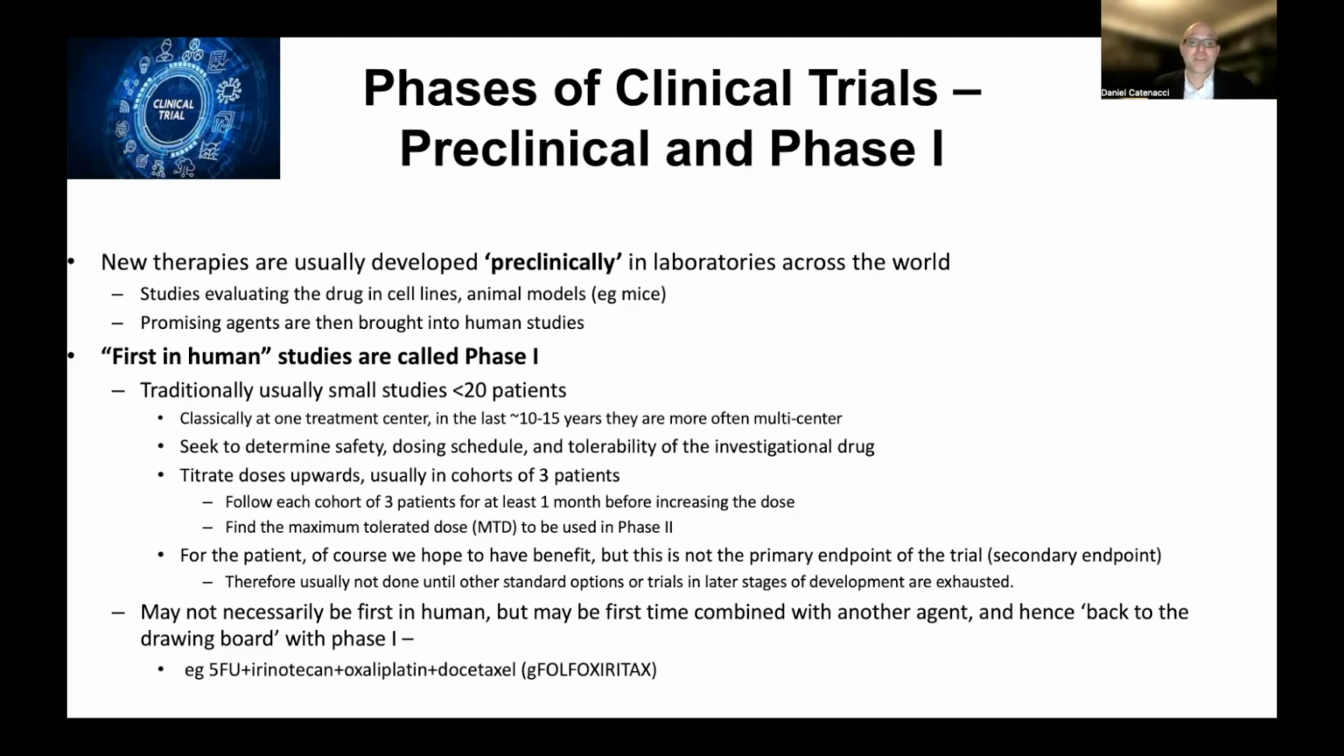An example of this: we ran a study of 4 already approved chemotherapy drugs, but it was the first time they had ever been combined together and given at the same time. This study was being done in the first line, newly diagnosed, stage 4 setting, but because it was a combination of drugs that had never been combined together simultaneously, it was called a phase 1 study.